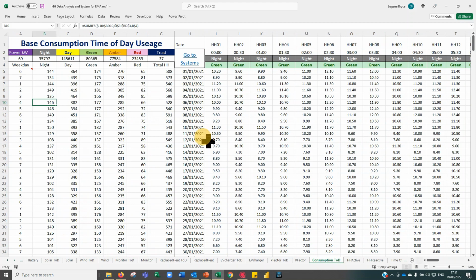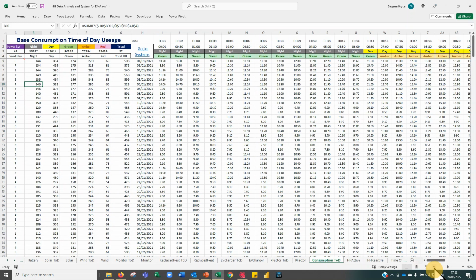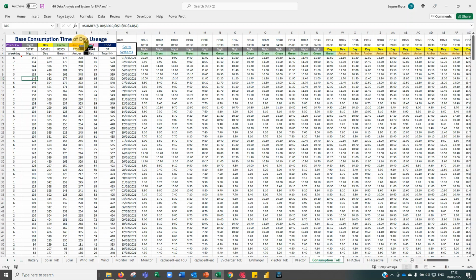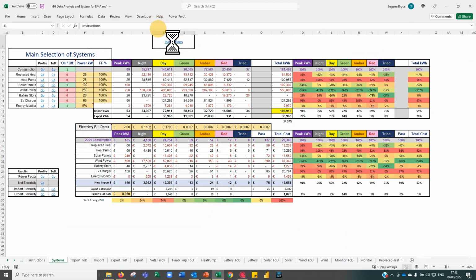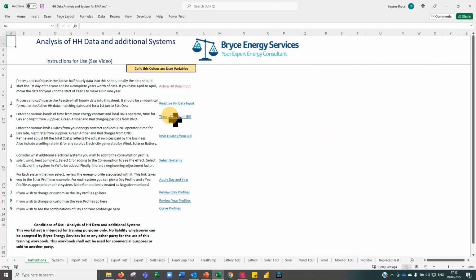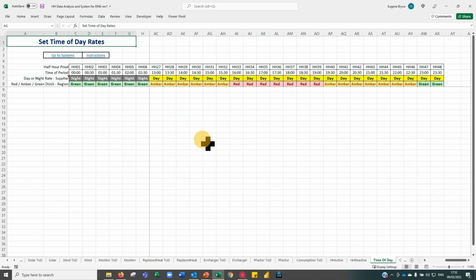We get our consumption time of day. Again, this is us breaking down the half-hourly data into how much was night, day, green, amber, red. If I go back to systems instruction, this is where we get the time of day. These are simply selection boxes that are applied to all the sheet to say whether a time is in night, day, red, amber or green.